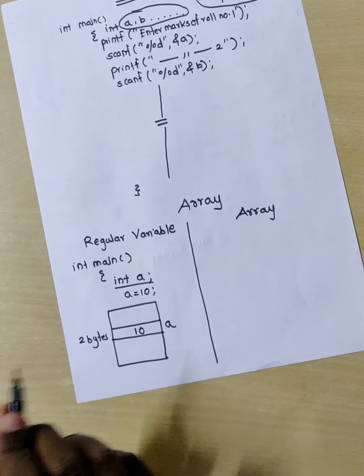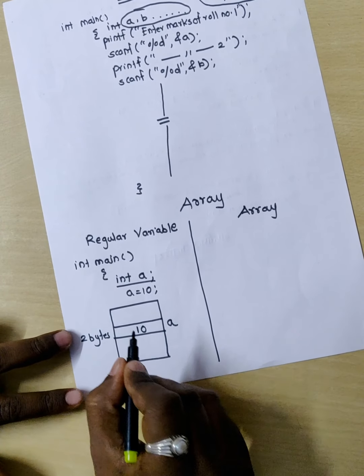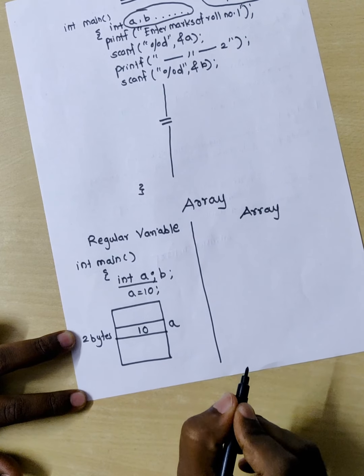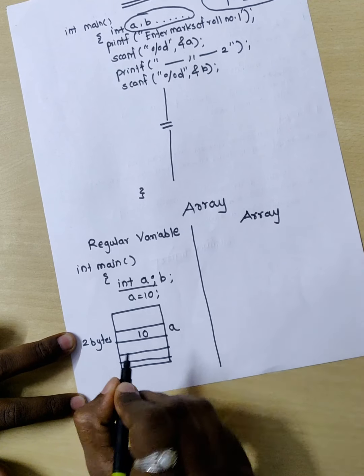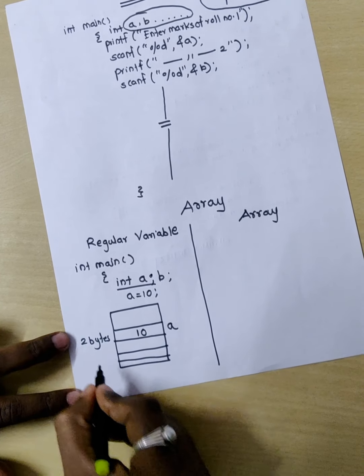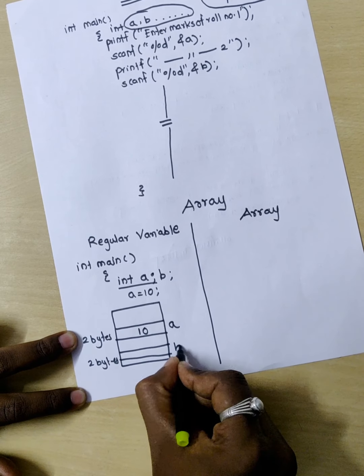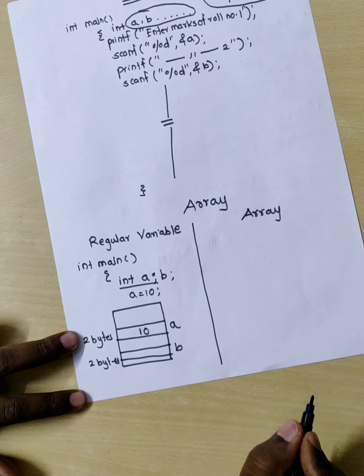So this is how a regular variable works. Suppose I put another variable along with a, say variable b. In that case, again it will allocate some memory, 2 bytes for it, and it will give its name as b. So this is how regular variables work.